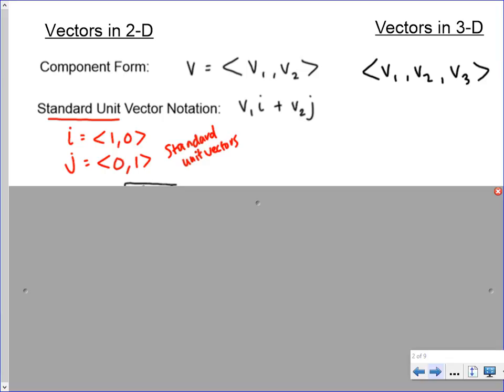And so if you take your horizontal component as a scalar to the standard unit vector i, or the horizontal standard unit vector, then you just are going to come up with component form. But these are just talking in terms of the 2 standard unit vectors. And so in 3 dimensions, we're just going to have a third one. So the standard unit vector notation is going to look something like this: v sub 1i plus v sub 2j plus v sub 3k.